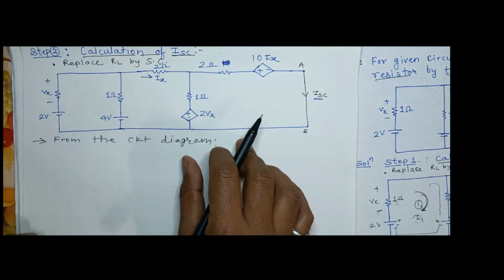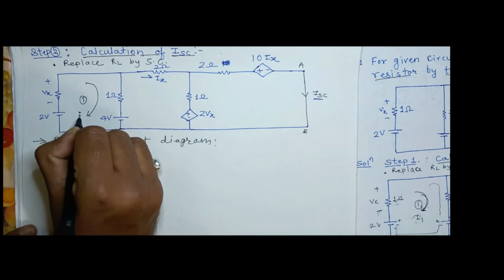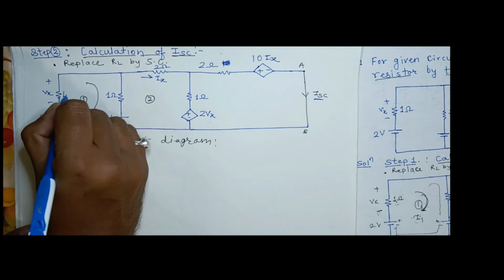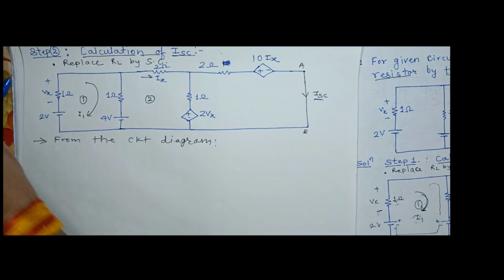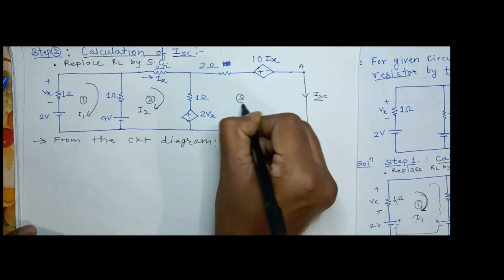One more thing remaining. This is mesh 1. We have to consider current I1 passing through mesh 1. This is mesh 2. Here I have not mentioned the value of this resistance, it is the 1 ohm. So this is mesh 2, current passing through is I2, and this is mesh 3, current passing through is I3.